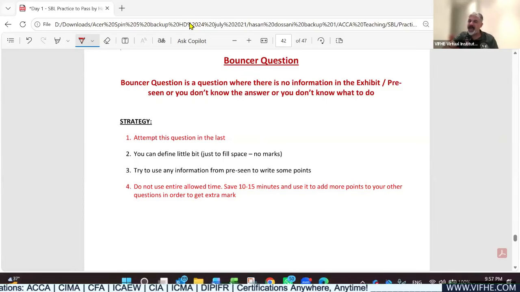Should we do it in the start or should we do bouncer in the end? What do you think? In the end, yes. What if it is task number 1A? Then when do we do? It is task number 1A, the very first task. Doesn't matter. I will do it in the last because it's a question which I have no clue. I have no idea.